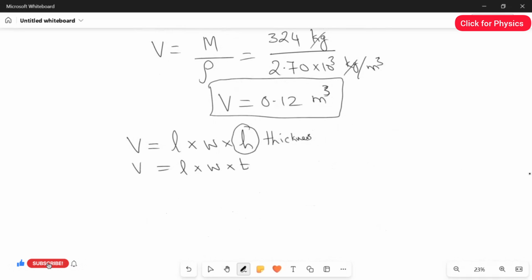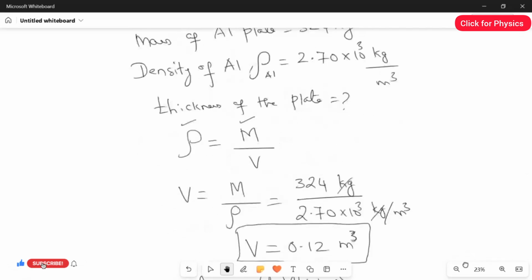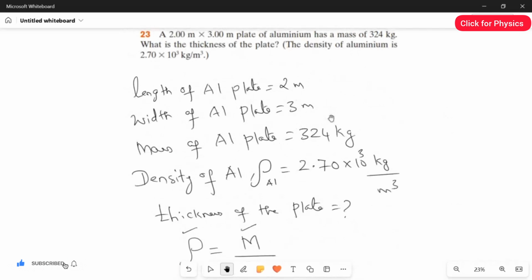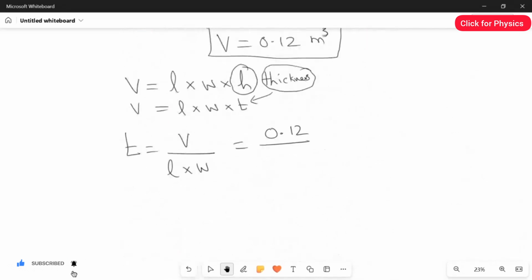Clear? So now we have to rearrange this equation in terms of thickness. Here for the thickness I use the letter T, so don't get confused. Here the height as well as the T are same. So if you rearrange this equation in terms of thickness T, thickness T is equal to volume divided by the length multiplied by width. As we already know, in the first step we got the answer for the volume as 0.12, and the length and the width they already gave in the question. Because the length here is 2 meter and the width is 3 meter, I have to substitute the value here as 2 multiplied by 3.